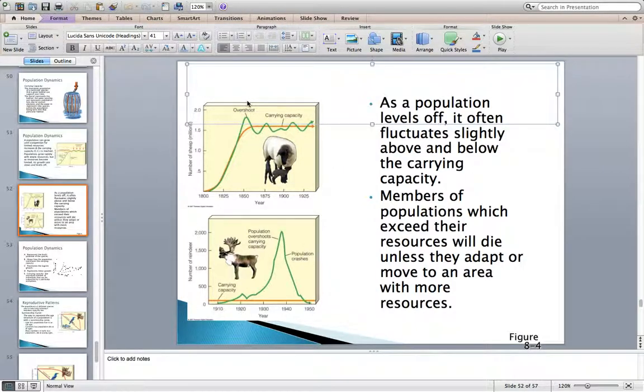As a population levels off, it often fluctuates slightly above and below the carrying capacity. Members of a population which exceed the resources will die unless they adapt or move to an area with more resources. Which makes sense, right?